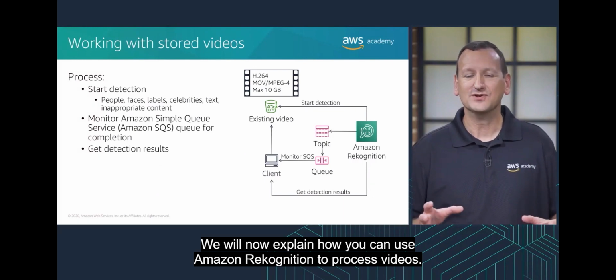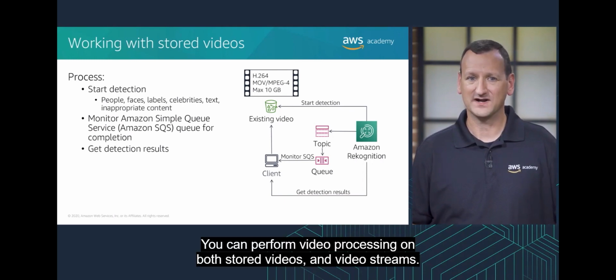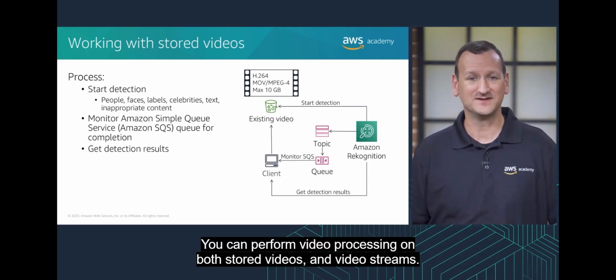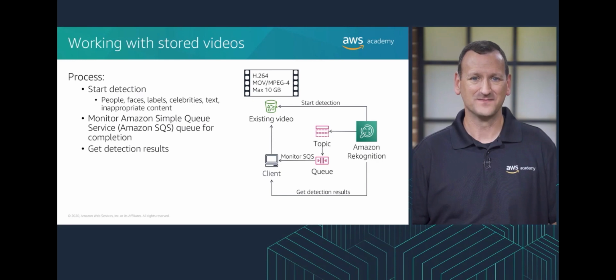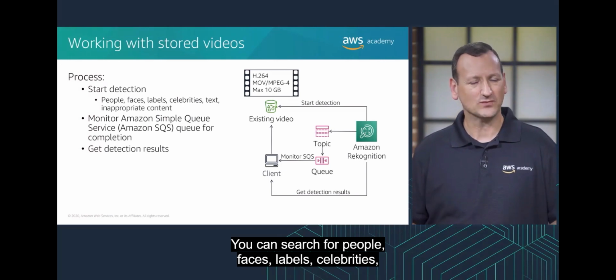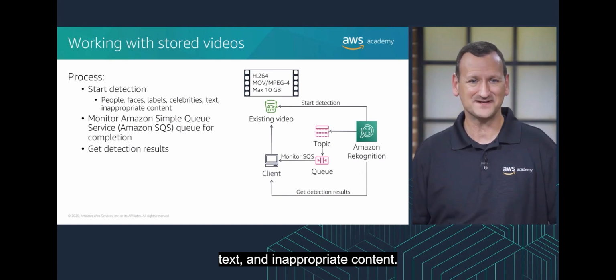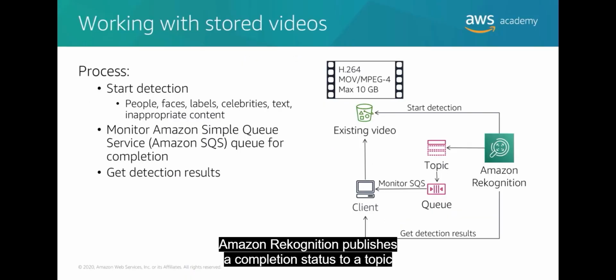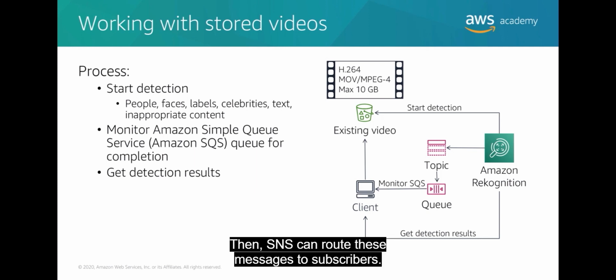We'll now explain how you can use Amazon Rekognition to process videos. You can perform video processing on both stored videos and video streams. Stored videos should be uploaded and stored in an S3 bucket. Each type of detection has its own start operation. You can search for people, faces, labels, celebrities, text, and inappropriate content. Amazon Rekognition publishes a completion status to a topic in Amazon Simple Notification Service, which is also known as Amazon SNS. Then, SNS can route these messages to subscribers.